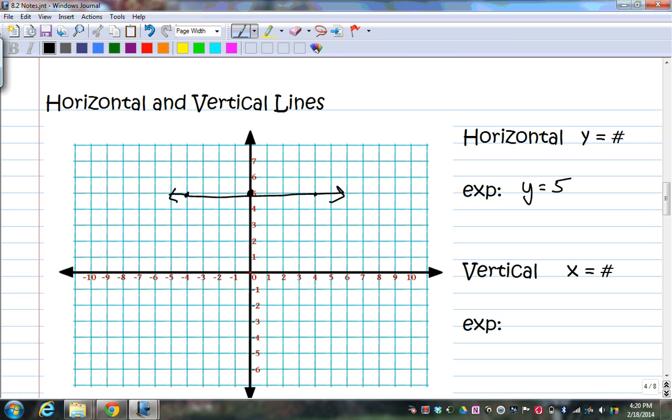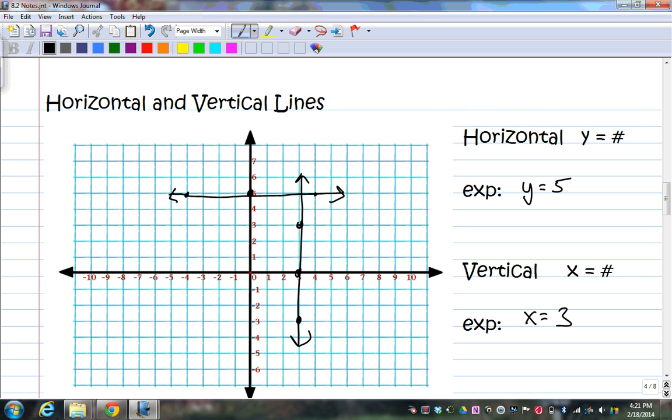So in other words, I would have a horizontal line if I had an equation that just said y is equal to some number. Also, for vertical, if it was x is equal to some number, so if I had x is equal to 3, then no matter what the y value is, x is always 3. So if y were 0, x is 3. If y is negative 3, x is 3. If y was 3, x is 3. And it makes a vertical line. All right? I think that's pretty self-explanatory.